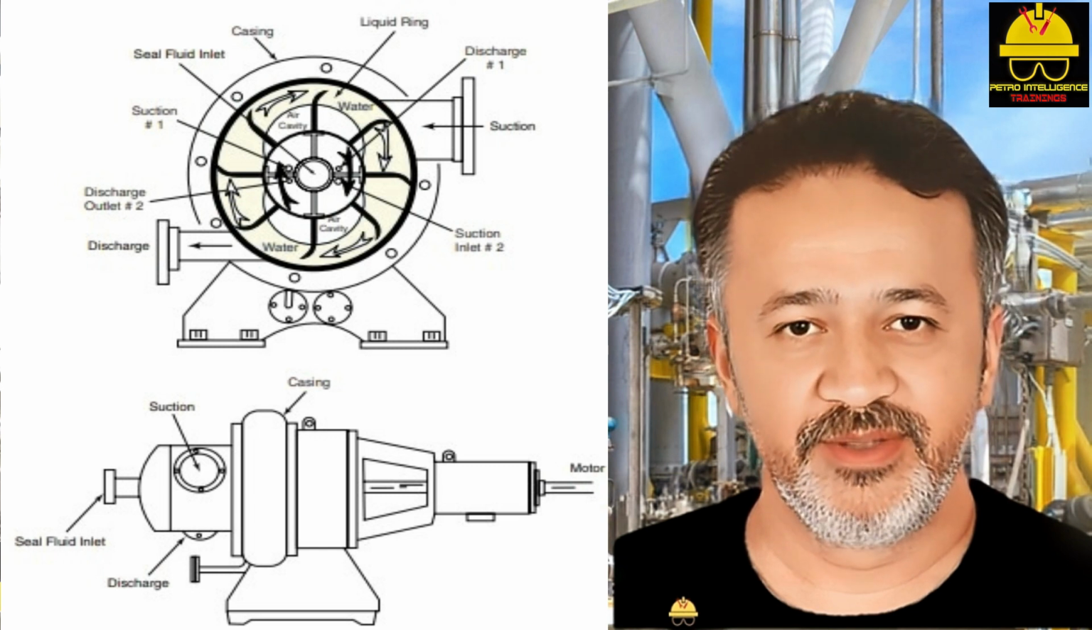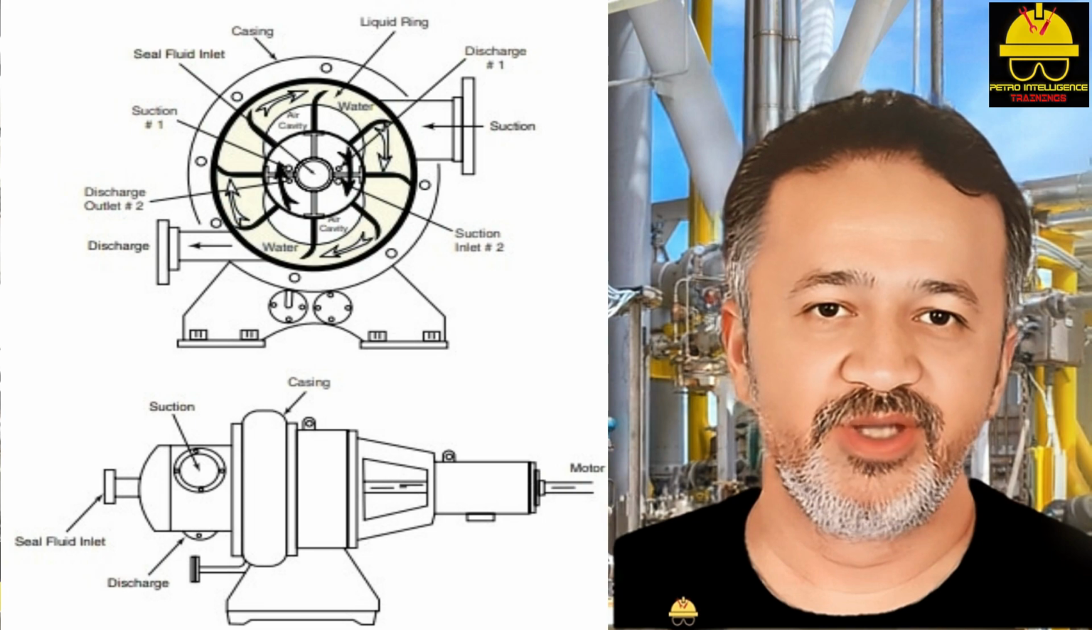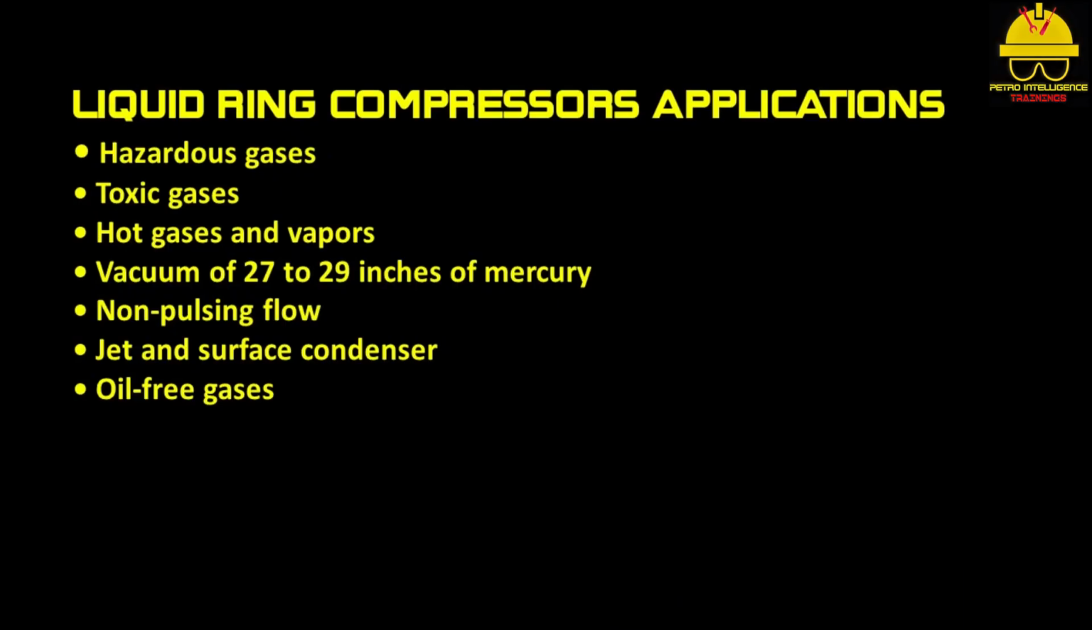Liquid ring compressors may be found in the following applications: hazardous gases, toxic gases, hot gases and vapors, vacuum of 27 to 29 inches of mercury, non-pulsing flow, jet and surface condenser, oil-free gases.